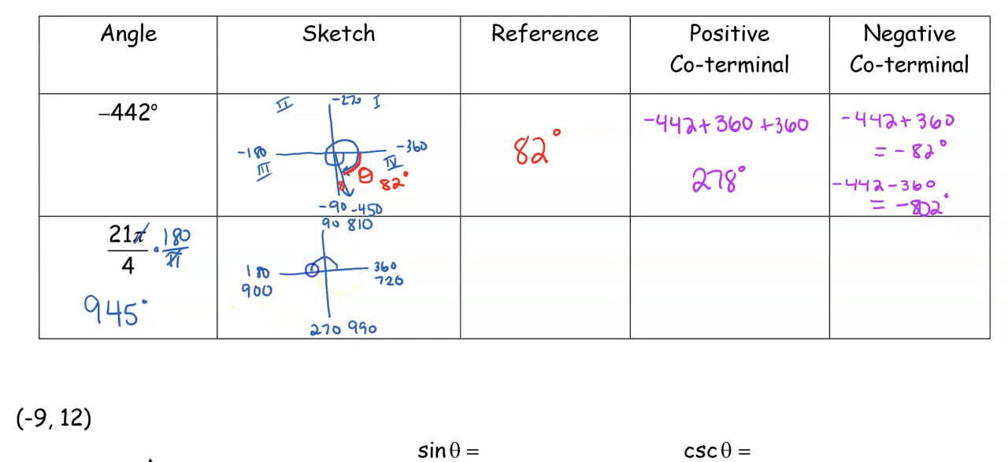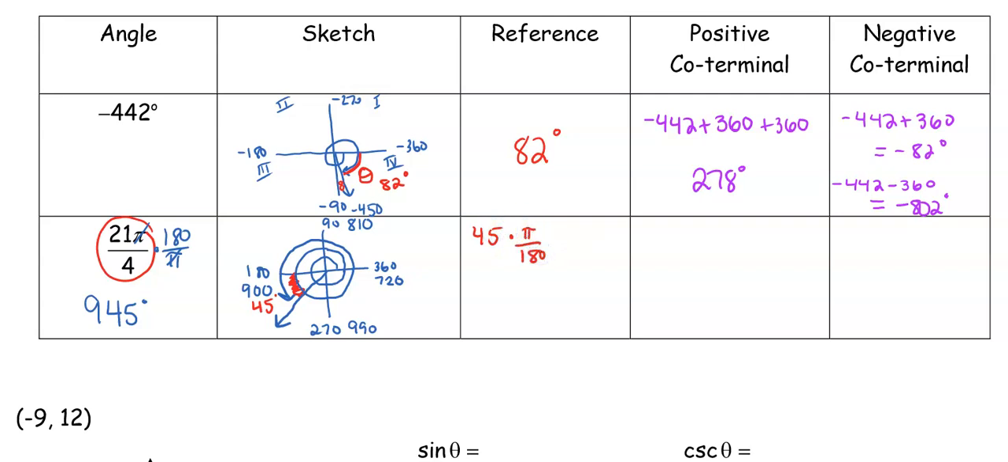So I go around my circle once, that puts me at 360. I go around a second time, that puts me at 720, and then I need to keep on going. And there we are. Our reference angle, remember, is going to be the distance to the x-axis. So I'm looking at this distance right here, which, yes, is 45. But we've got to be careful, because remember, if I start in radians, all of my answers need to be in radians. So if I have 45 degrees, I'm going to convert that to radians.